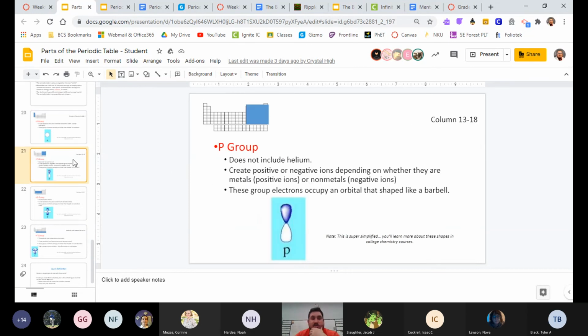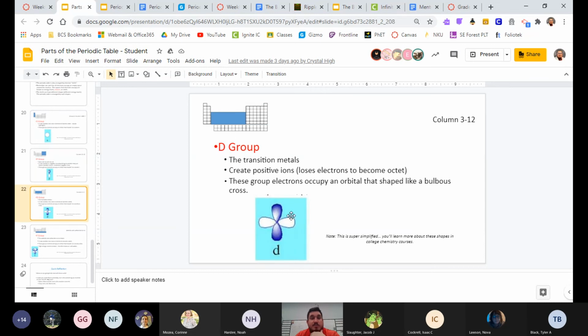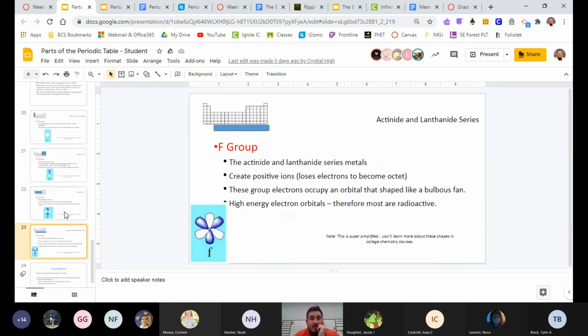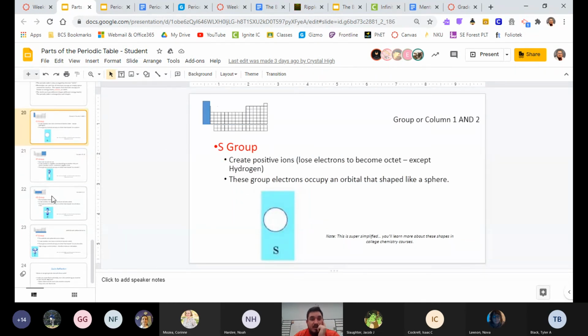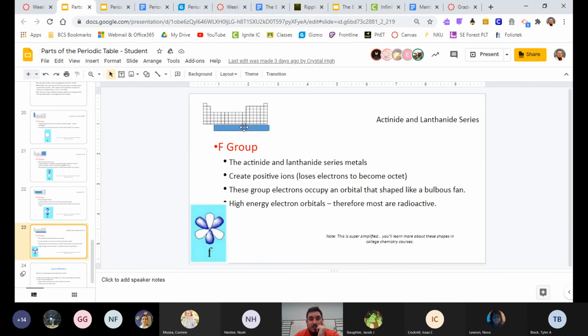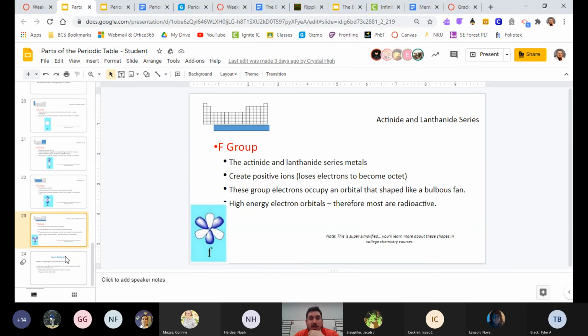This is what we call a dumbbell for P. So there are different types of shape where the electron can be located, and there are patterns on the periodic table. Look, big block there, big block there, big block there, two blocks there. There are patterns on where the electron can be located in the atom based on where they are on the table.